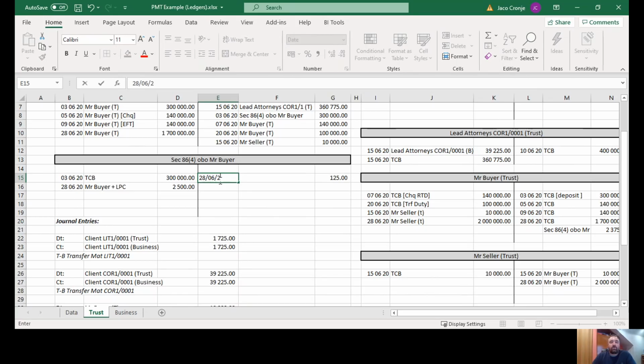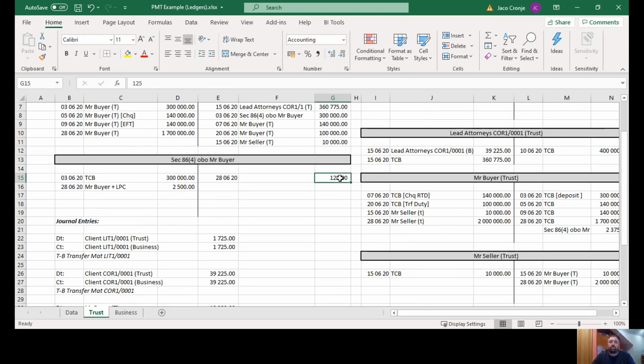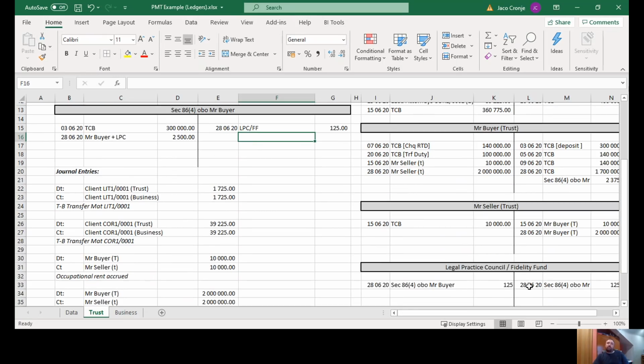Now the question is, how do I account? What's the debit for that? The debit is this account here, because it shows that you've still got 125 rand in my trust, but the moment the bank sweeps that interest, I don't have that money in my trust account anymore. So we don't owe you anything because you've been paid. My description will say LPC Fidelity Fund account.